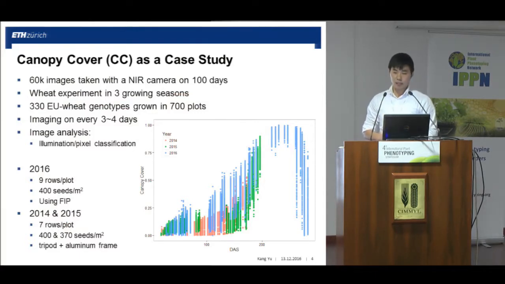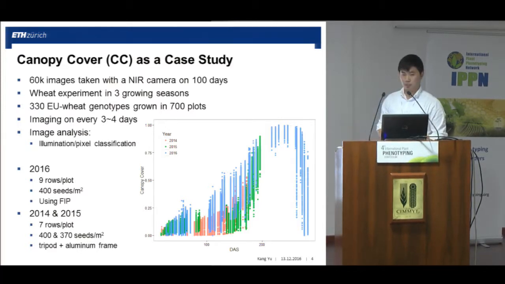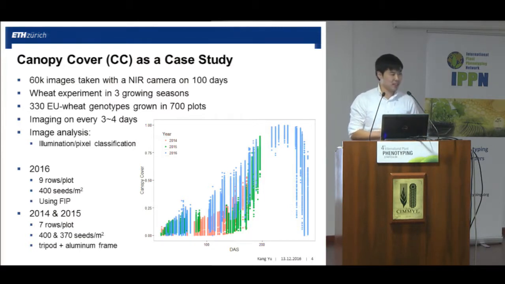This is based on 3 years of measurements and analysis of 60,000 images from a near-infrared camera, taken on 100 days over 3 years. These images were taken in 700 plots. Dr. Thomas has mentioned these 300 European wheat genotypes, so I think this is a subset of that population. We did imaging every 3 to 4 days during the 3 years.